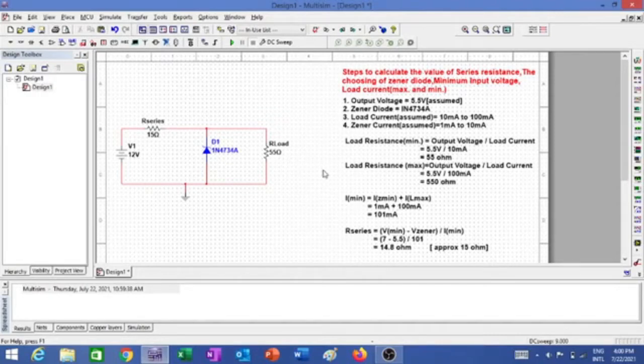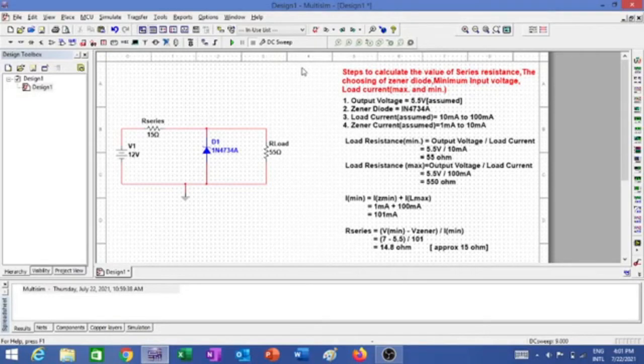Now coming to this screen which is visible to you, on the right hand side of the screen I have written something in red and black color. These are the calculations which I have done to get you familiar with the circuit on the left hand side. On the right hand side it is written: steps to calculate the value of series resistance, choosing the Zener diode, minimum input voltage, load current, maximum and minimum. What is the meaning of all these things?